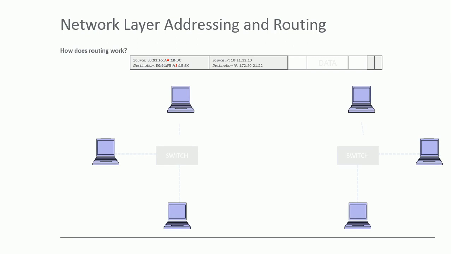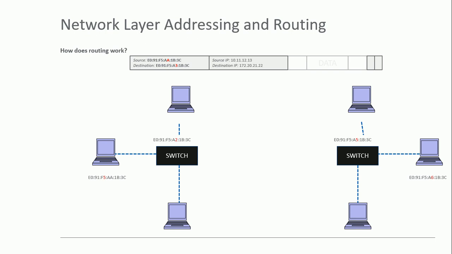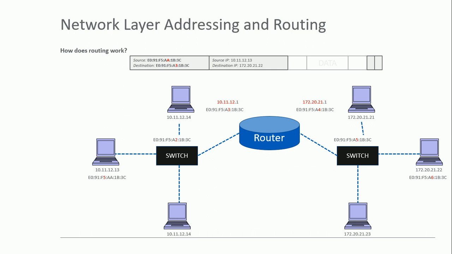So let's say, for example, I've got 2 different networks. I've got a network on the left that has a switch, and a network on the right that has a switch. All these devices have MAC addresses, or those 802.3 addresses. Then I've got a router in the middle. My router has an IP address on two different interfaces. So basically my router has two interfaces.